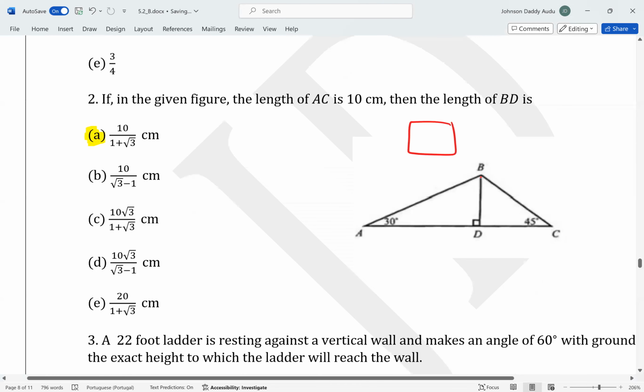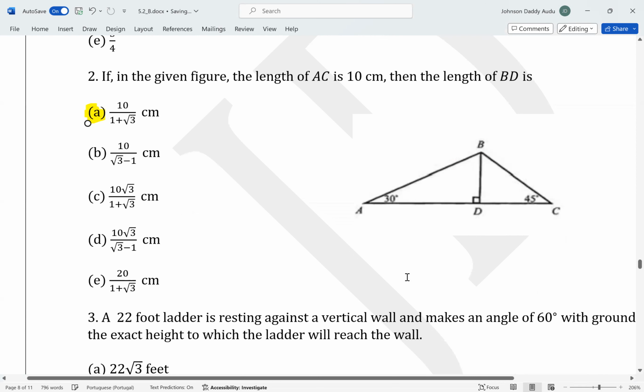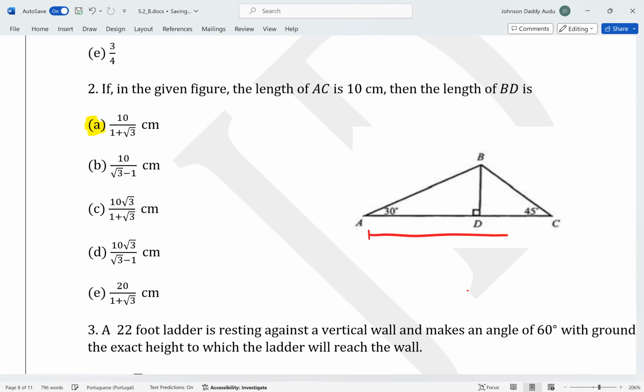All right. Now, for this question, we want to find, in the given figure below, AC, where AC is 10 centimeters. So it means the distance from A to C is 10. And what do we want to find? We want to find the length BD. So we're interested in this length BD, right?